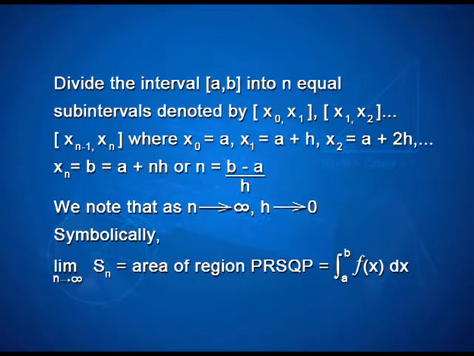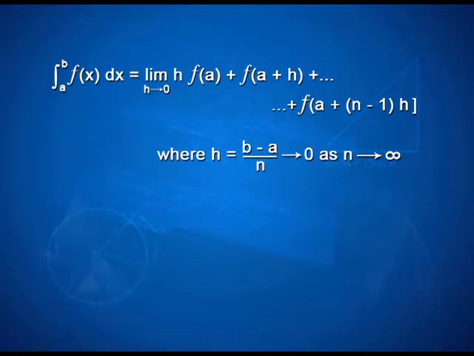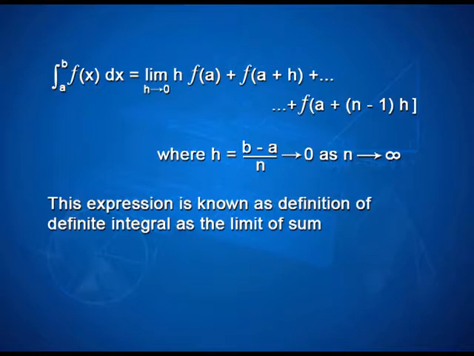Symbolically, limit n tends to infinity of Sn is equal to the area of region PRSQP, that is equal to the integral a to b f(x) dx, that is the integral a to b f(x) dx is equal to limit h tends to 0 of h times [f(a) + f(a + h) + ... + f(a + (n - 1)h)], where h = (b - a)/n, as h tends to 0 as n tends to infinity. This expression is known as the definition of definite integral as the limit of a sum.